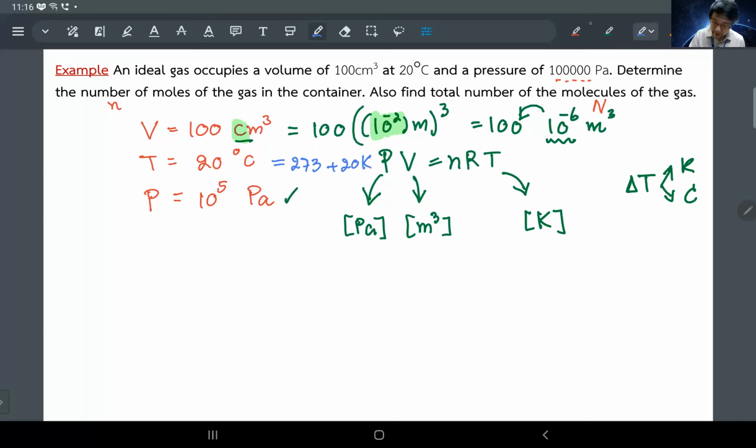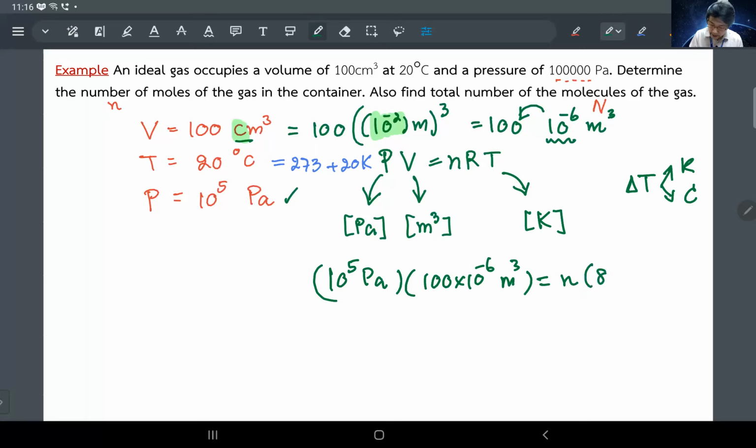So once you convert everything, your equation will look like this: 10 to the 5th, that's already in Pascal. The V is 100 times 10 to the negative 6 cubic meters. That's perfect. And that's what you want. The R is approximately 8.31. Let me omit the units here just to save some space. And it's 293 Kelvin. There you go. And this allows you to calculate n. Done.